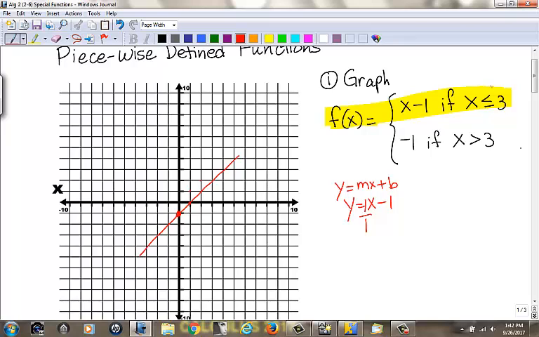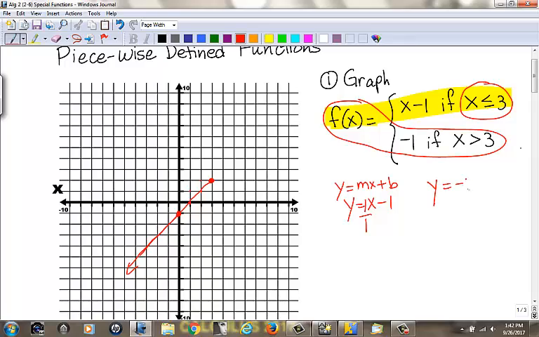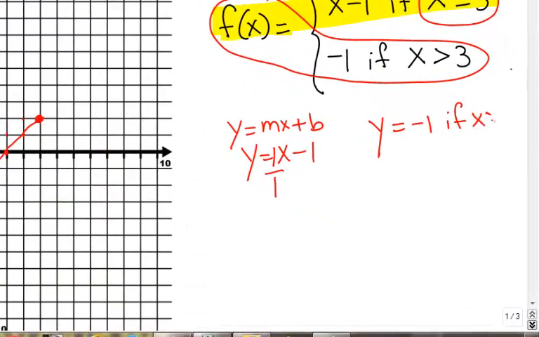But it's only true for x less than or equal to 3. So I actually need to stop this at x equals 3. So it actually stops here and then goes down. This little part I would erase. There. And it's equal to, so it's a solid point. Then I need to graph this part right here: y equals negative 1 if x is greater than 3.